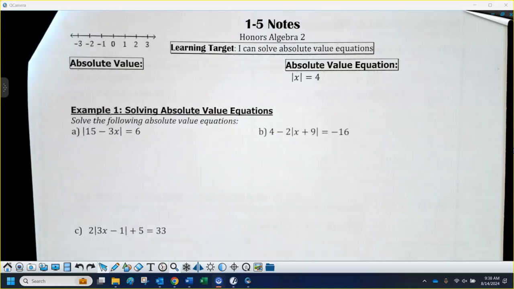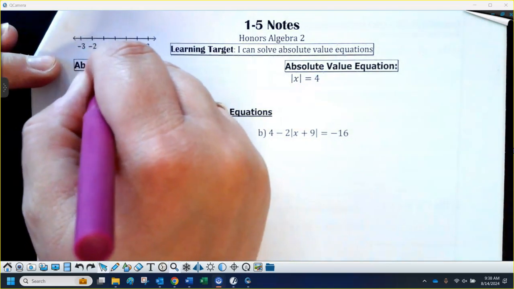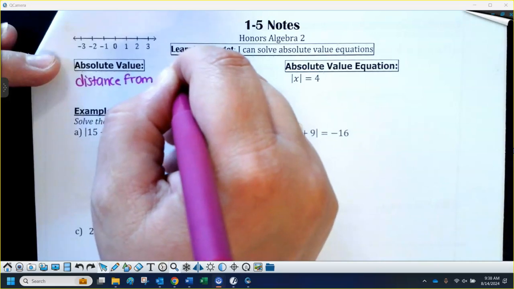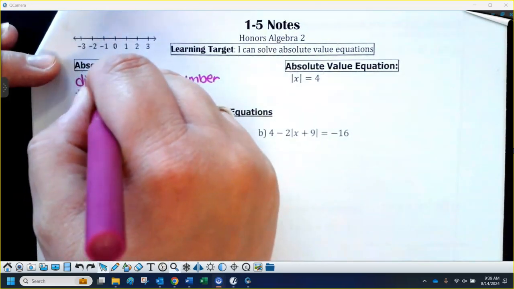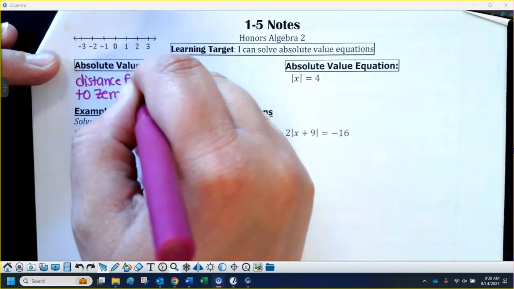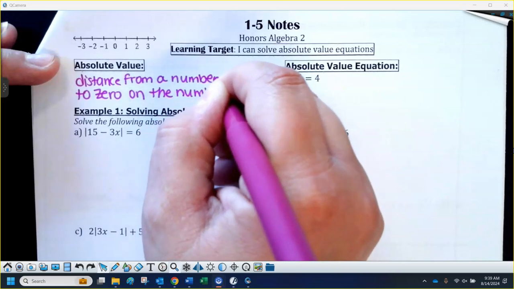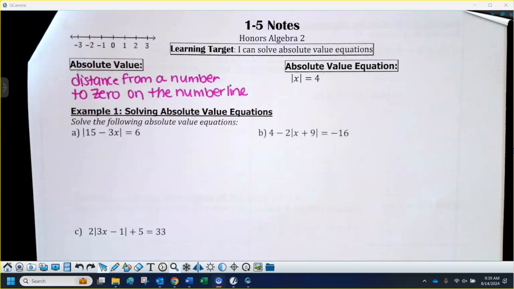Perfect. That's the textbook definition. Excellent. Okay. So absolute value is distance from a number to 0 on the number line. That is the actual definition of an absolute value. Distance from a number to 0 on the number line.